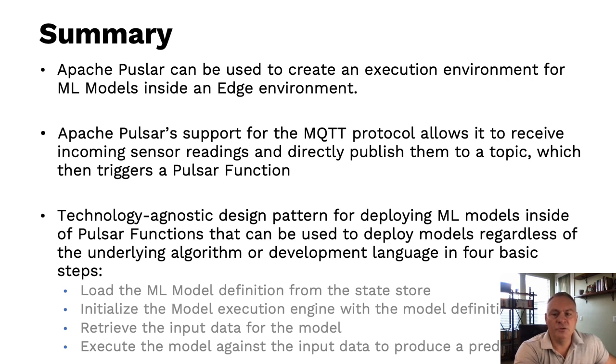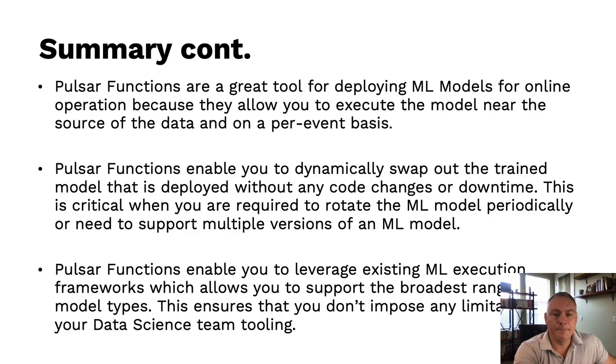The pattern I have shown works for all model types and languages and follows four basic steps: having the data science team load the model to the Pulsar state store once it deems it ready for production. The Pulsar function initializes an execution environment once for the model by leveraging a third-party library that can be bundled with the artifact itself. The Pulsar function can then collect all the input data to populate the feature vector, which is then fed to the model to generate a prediction, and we can react to this prediction accordingly.